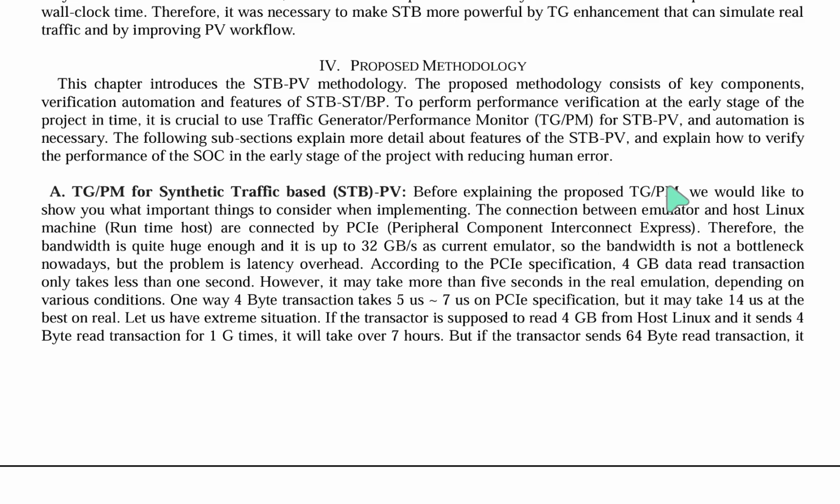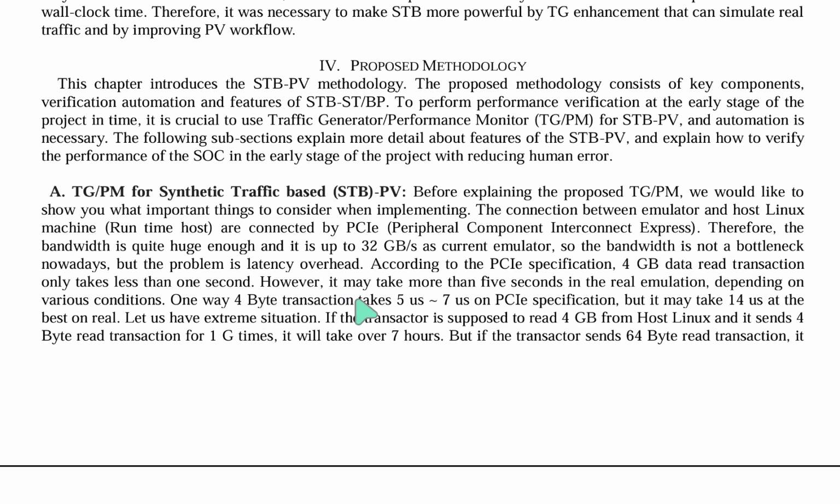The connection between the emulator and host Linux machine runtime hosts are connected by PCIe, Peripheral Component Interconnect Express. Therefore, the bandwidth is quite huge, up to 32 GB per second for the current emulator, so the bandwidth is not a bottleneck nowadays. But the problem is latency overhead. According to the PCIe specification, a 4 GB data read-only transaction only takes less than 1 second. However, it may take more than 5 seconds in real emulation, depending on various conditions.